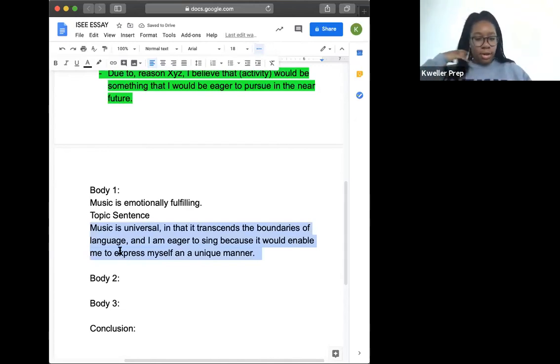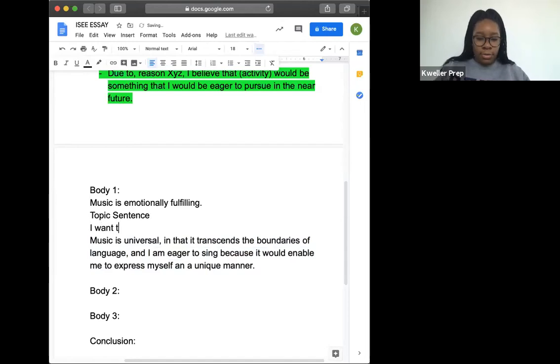So when you're doing your topic sentences, I know a lot of times someone might say, firstly, I want to do this because, or firstly, I want to pursue music, and then you would say because it's emotionally fulfilling. But that's kind of bland as a writer. You want to show that you are sophisticated as a writer, that you know how to write well. And while yes, saying I want to join choir because blah, blah, blah works, it's not the best way to express yourself.